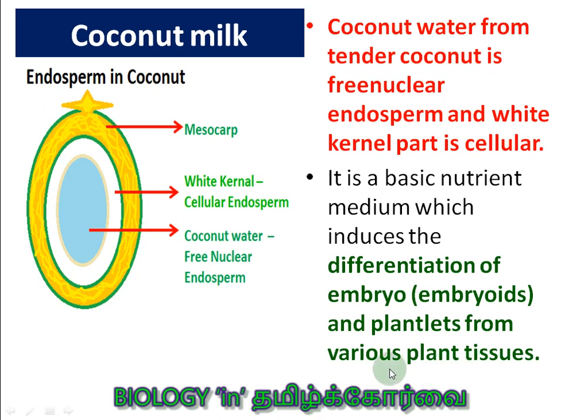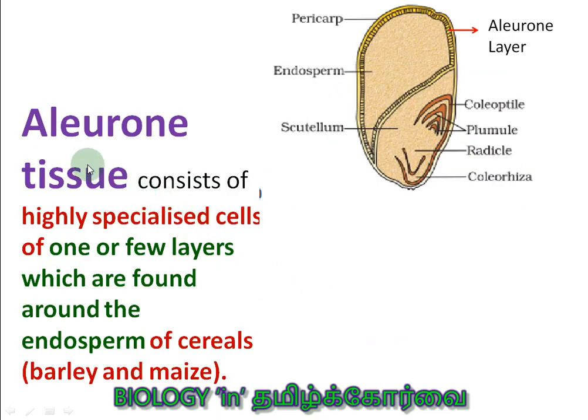Various plant tissues means plant tissue culture, where it is able to induce the differentiation of the embryo. It means the callus tissue can form the root, stem, leaf, etc. That differentiation can be done with the help of applying coconut water. It consists of hormones and other nutrients which support the development of the embryo in plant tissue culture.